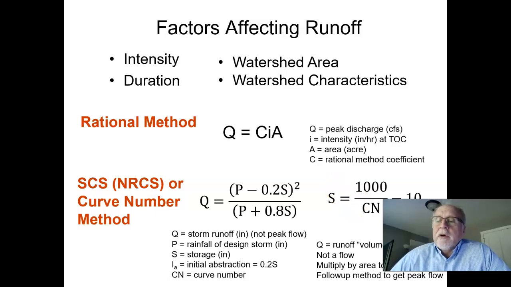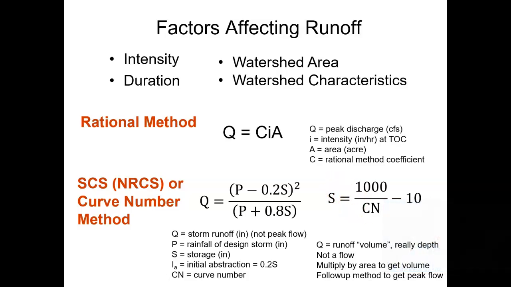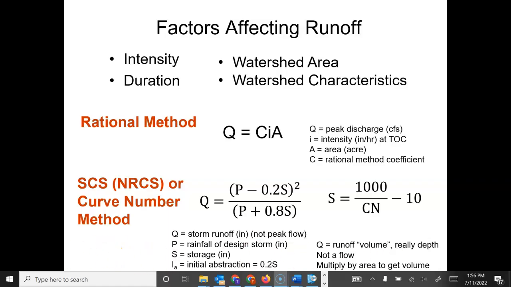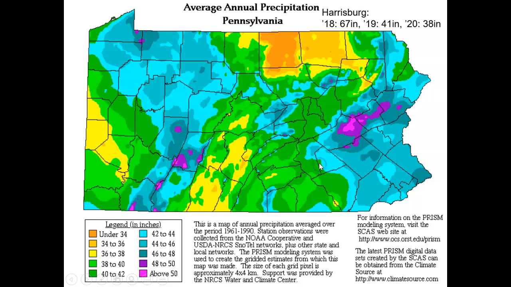Q is the runoff volume, and again, Q is the runoff. We say volume, it's really a depth. It's not a flow. We multiply that by area to get the volume. And then there's a follow-up method, the NRCS peak method, we can use from that to get a peak flow. And we'll do that later.